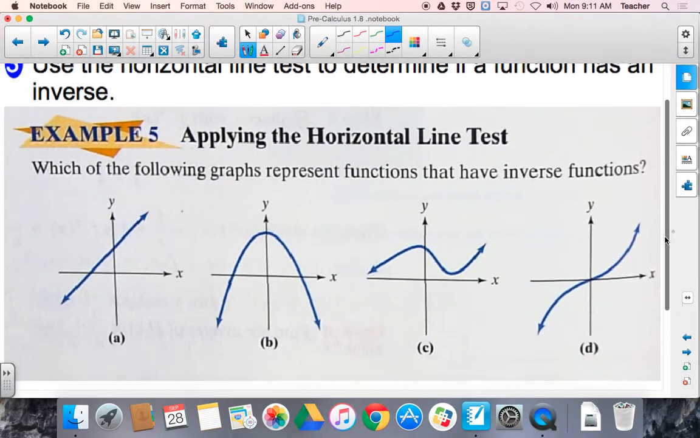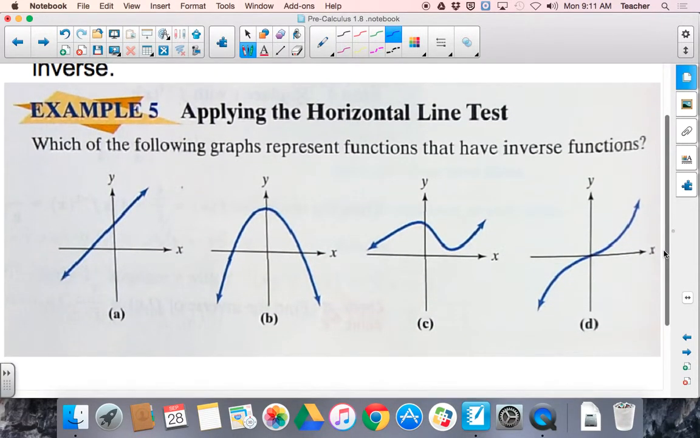So again, take a look at these four examples. Which of the following graphs represent functions that have inverse functions? So basically what I'm asking you to do is take a look at these four and determine through a horizontal line test whether or not the inverse is a function.